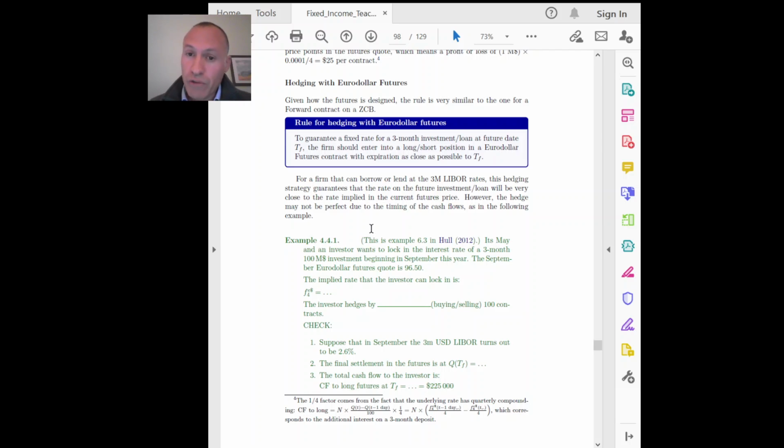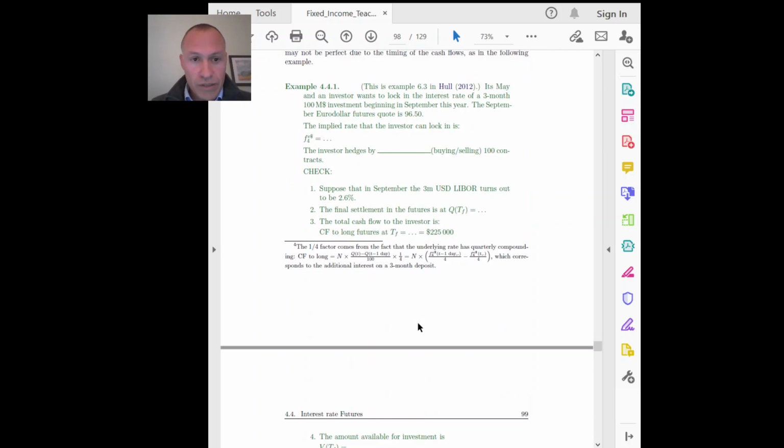Okay. However, there will be a slight difference now, as we will see in this example. Let's say that it is May, and an investor wants to lock in the interest rate for a 3-month investment beginning in September. So I look at the market right now at the CME webpage, and I see that, for example, the quote for that month where the investment will start, September, is 96.5. So from that quote, I can immediately get the implied rate that I can lock in.